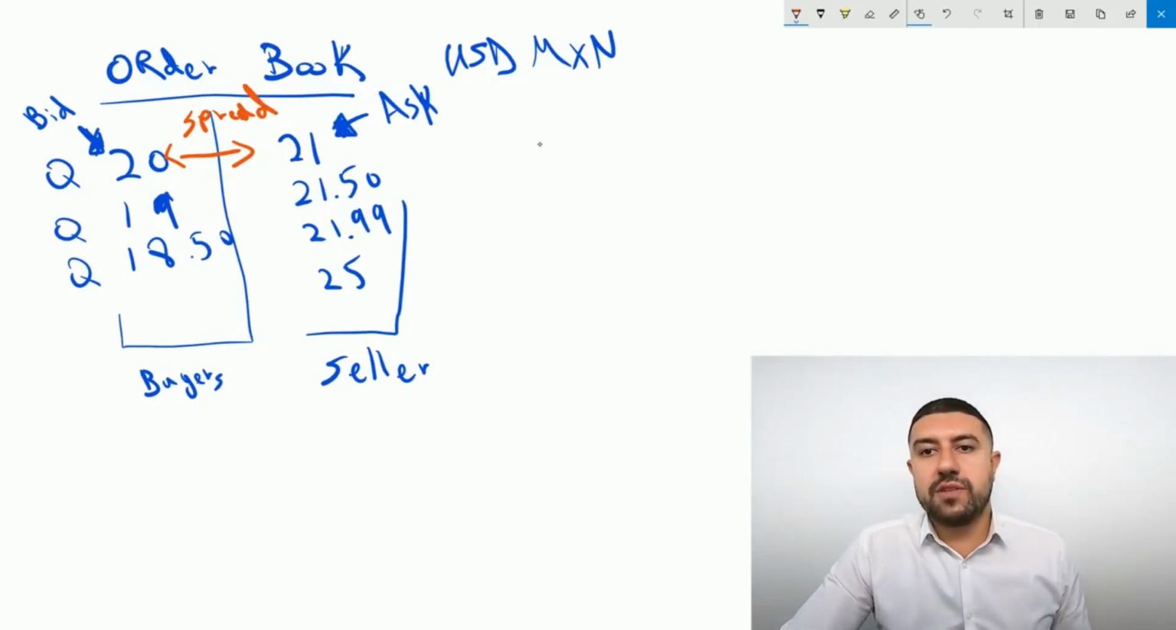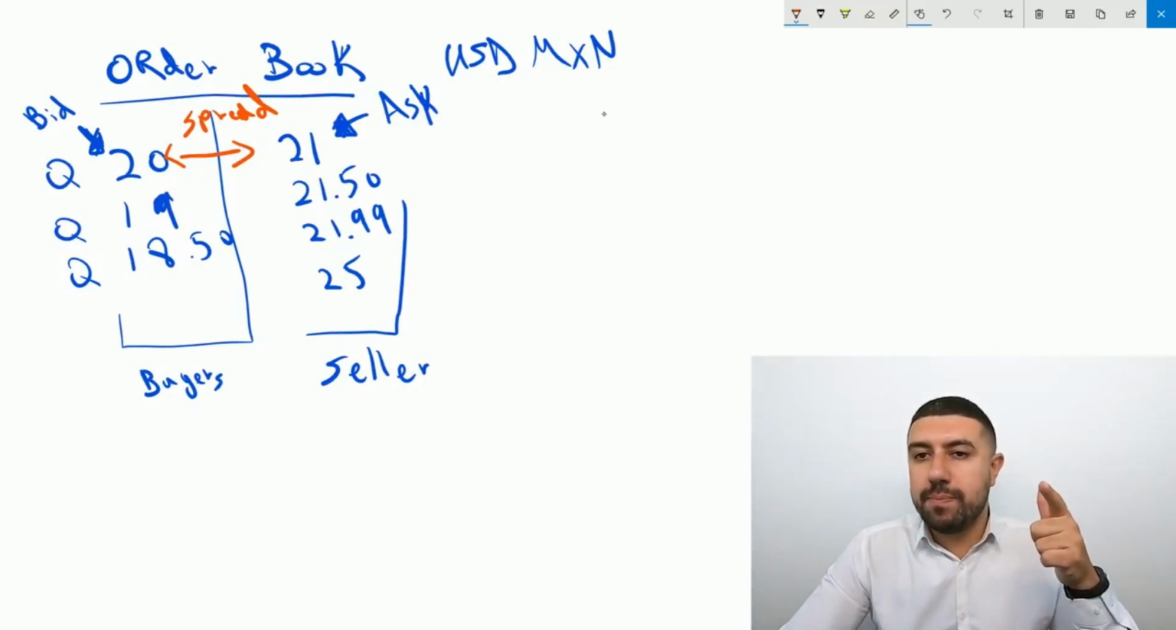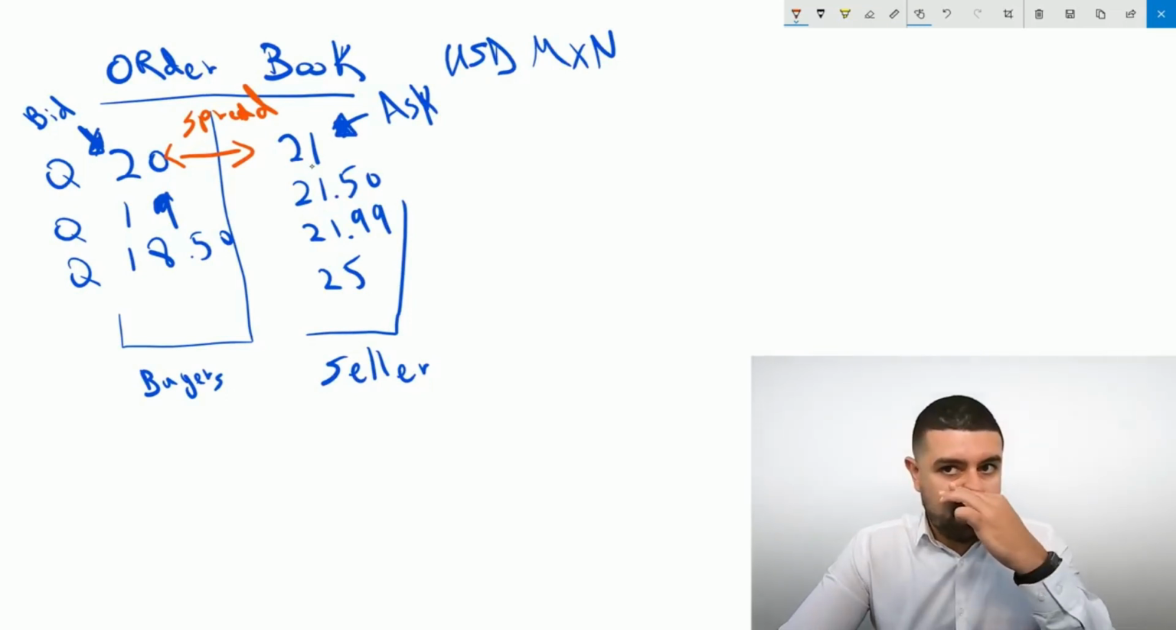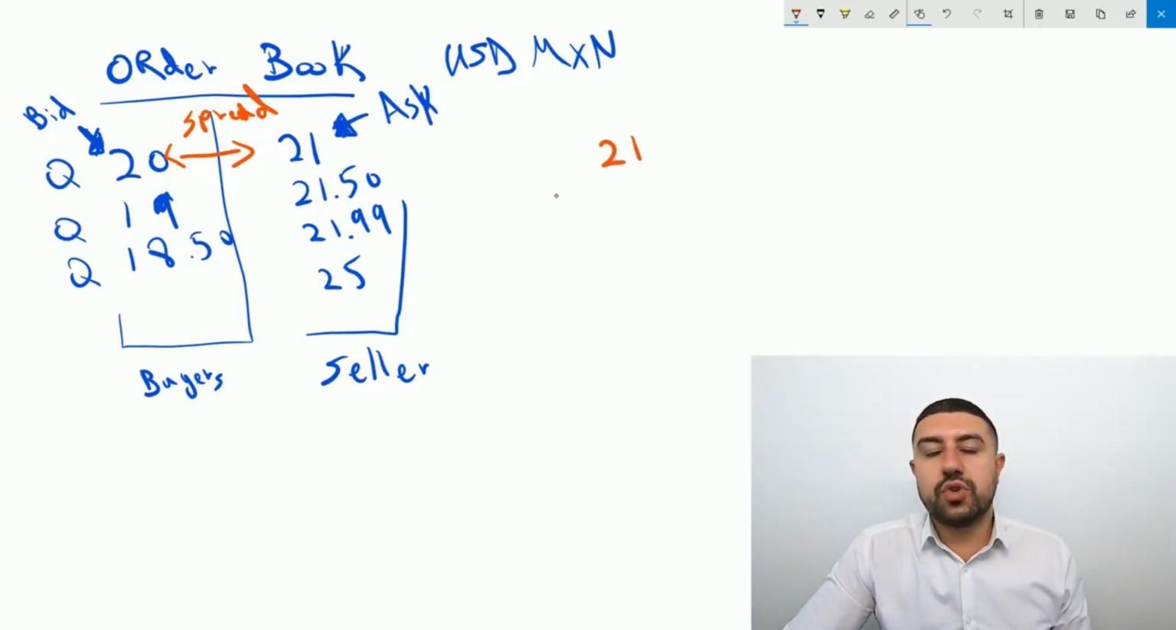Okay, the spread. The spread is going to be the difference between the bid and the ask. And the spread is kind of like your commission, the cost. Because let's say right now you want to buy this currency, and you buy it at 21. Okay, so you buy at 21, and then right away you turn around and you sell it at 20. So you just lost $1, a peso. So you just lost that.